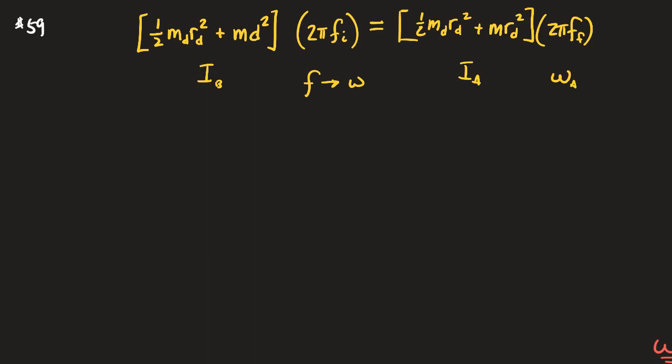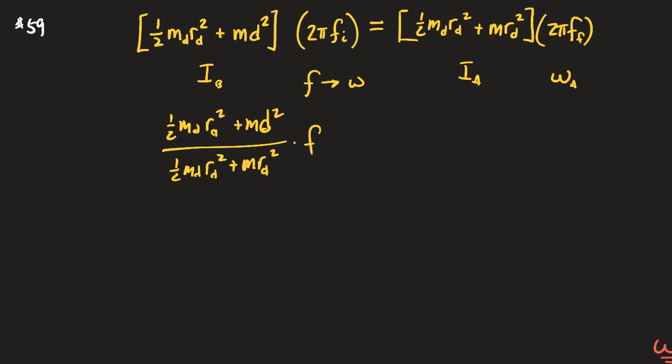You guys see how you would solve for it? It's not pretty. And there's no way to pretty it up. So I don't want you to think that you have to. It's going to be 1/2 m_disk r_disk squared plus m times d squared, over 1/2 mass of the disk r for the disk squared plus m r for the disk squared, times the initial frequency equals the final frequency. There's nothing pretty about that at all.